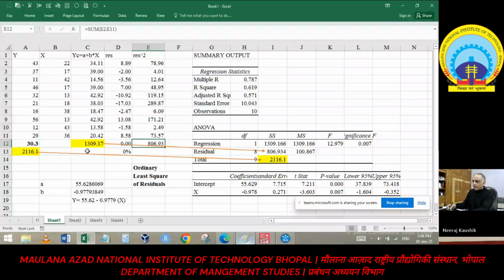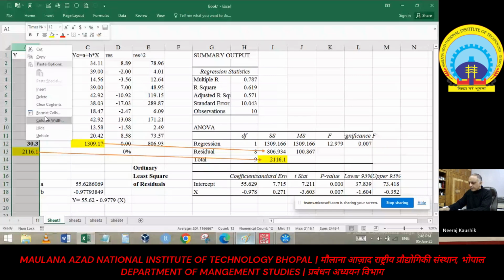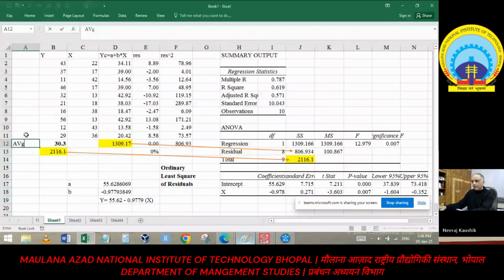30.3 is the average of the Y series. And this is the deviation. Total variance, this much. This much is the explained variance. And this much is the residual. The same value you can tally from here. So 1309 will be this value. 1309, 2116 is here, and residual is 806.